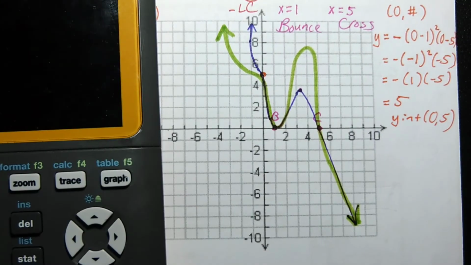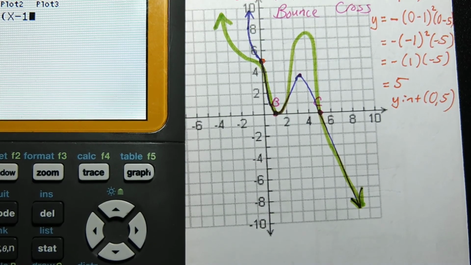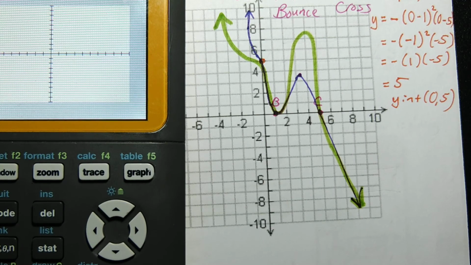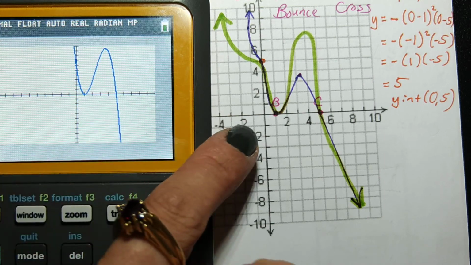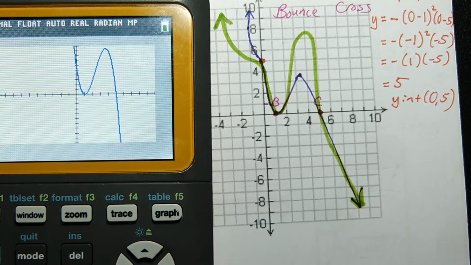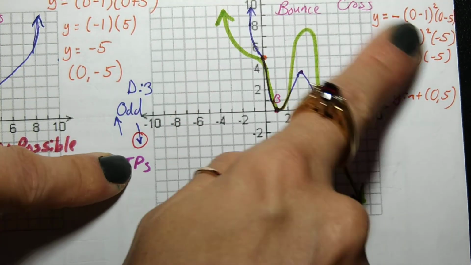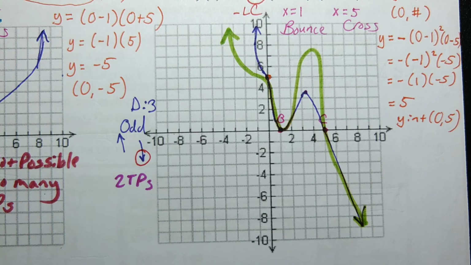So let's see how close we are using our calculator. Negative (x minus 1) squared times (x minus 5). Does it look close to what we have? A little bit closer to the green one, so it does get a little bit higher than what I had on that purple one there, but we are just sketching these. But what we're showing is, without our calculator, we were able to look at the equation and use this key info to get a pretty good idea of what that graph looks like.